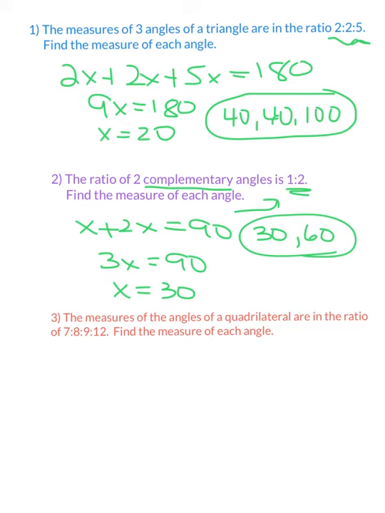In number 3, it says the measures of the angles of a quadrilateral are in the ratio 7 to 8 to 9 to 12. Find the measure of each angle. Well, we know that a quadrilateral is a four-sided figure, and these four angles are going to add up to 360. So I'll use the same idea.